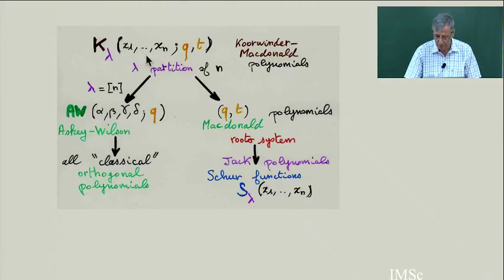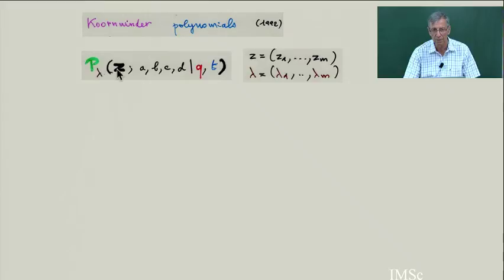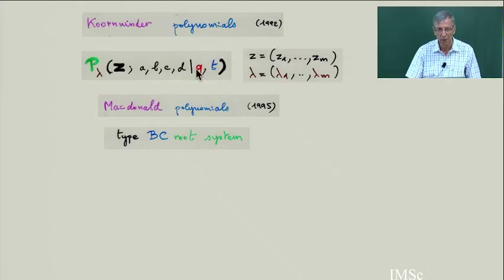for these polynomials. So the Koornwinder polynomial is defined in the following way. Sometimes they are called Koornwinder-Macdonald polynomials. Macdonald introduced a polynomial in q and t, in variables x1, for each type of root system, and Koornwinder polynomials are for type BC of root system.